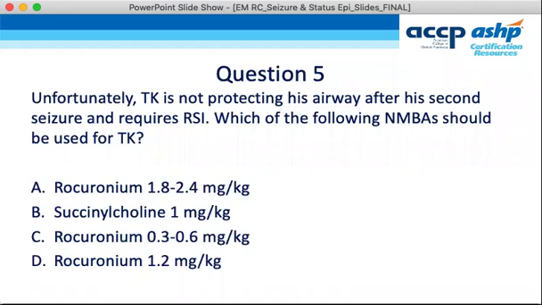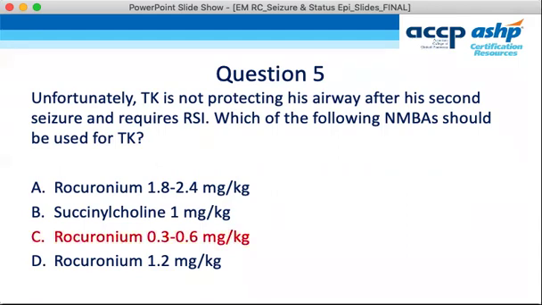So let's move to question number 5. TK is unfortunately not protecting his airway after his second seizure and requires rapid sequence intubation. Which of the following neuromuscular blocking agents should be used for TK? A, rocuronium at 1.8 to 2.4 mg per kg. B, succinylcholine 1 mg per kg. C, rocuronium 0.3 to 0.6 mg per kg. Or D, rocuronium 1.2 mg per kg. And I will let you ponder for just a couple seconds.